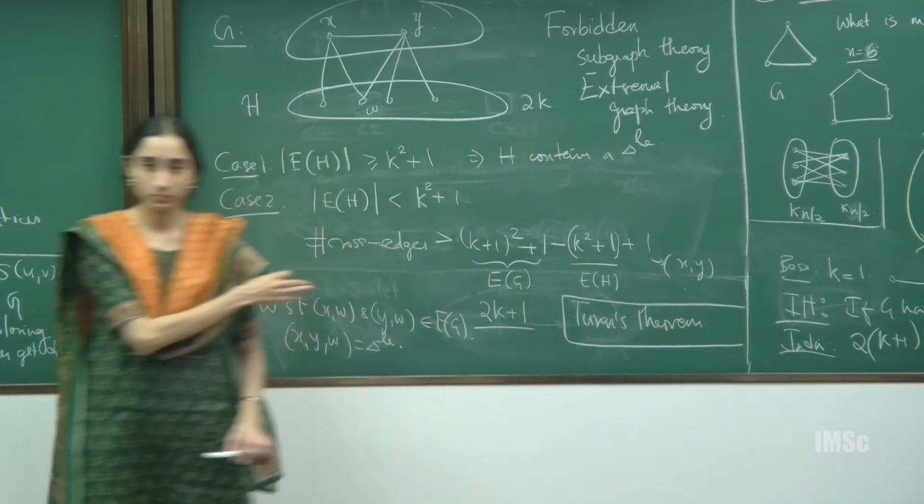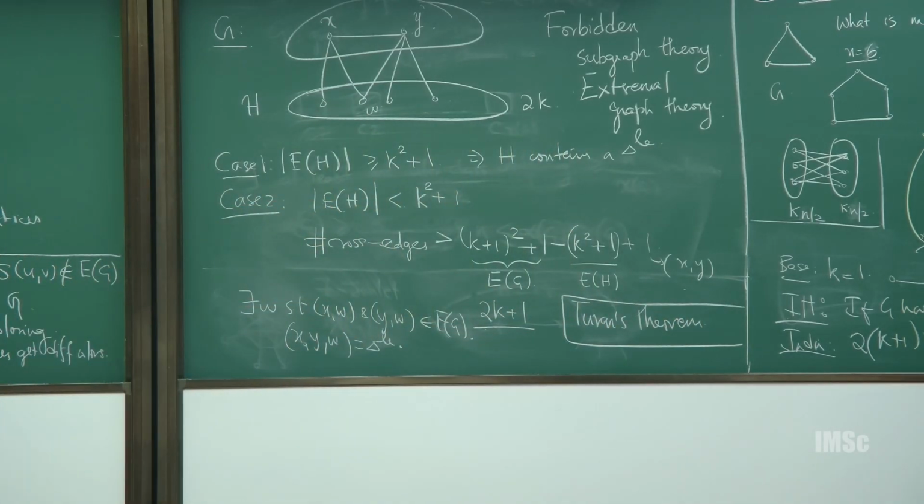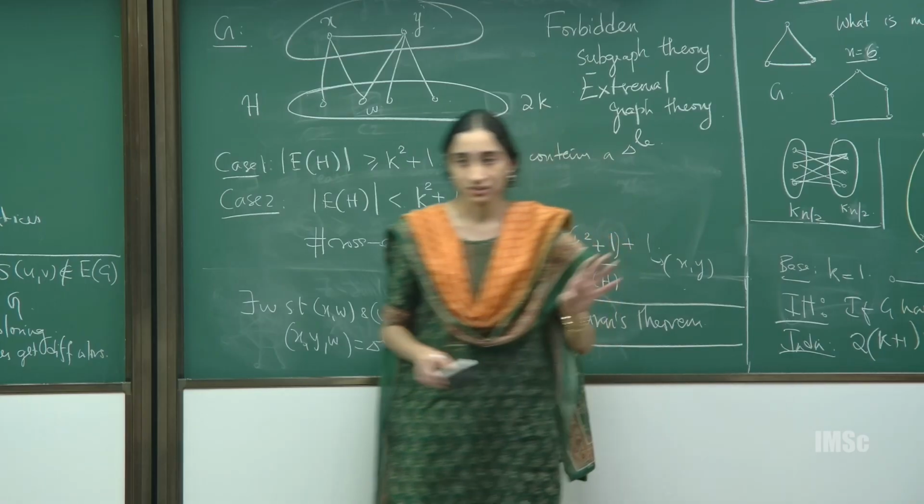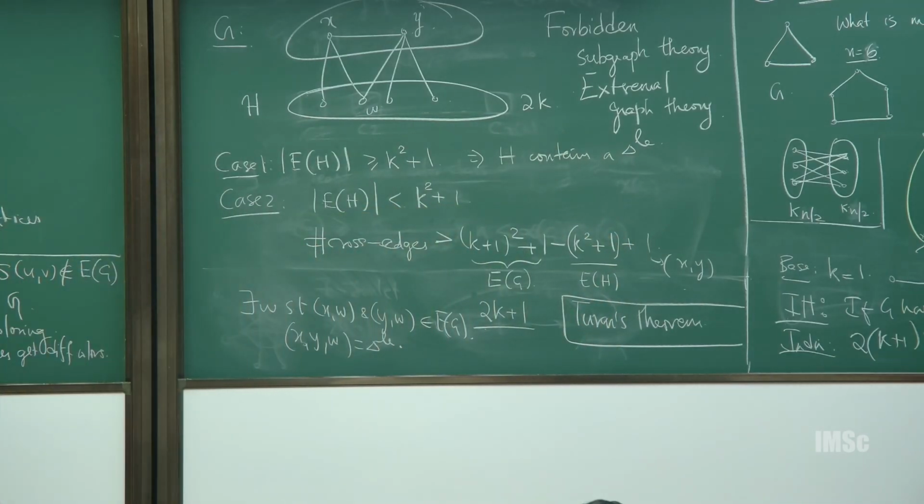But you should try to prove it before actually looking for the proof of Turán's theorem. So Turán's theorem is this statement with the triangle replaced by K_k, complete graphs.